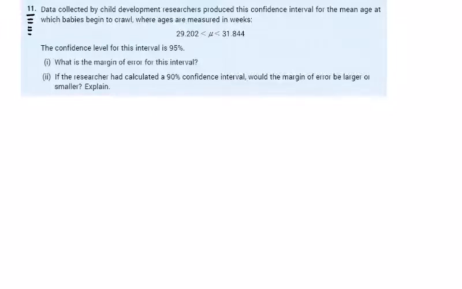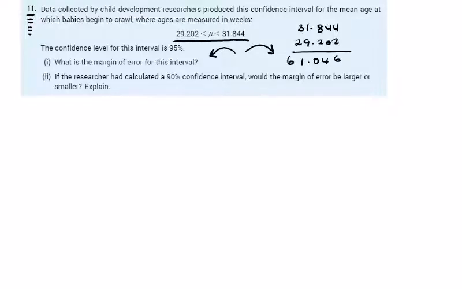Data collected by child development researchers produced this confidence interval. So what we need to do is decide how much did it jump that way and how much did it jump that way. And by doing that, we just get the midpoint. So if I add them together, 31.844 plus 29.202 is 61.046. And if I divide that by 2, I'm going to get 30.523. So that's going to be the midpoint.